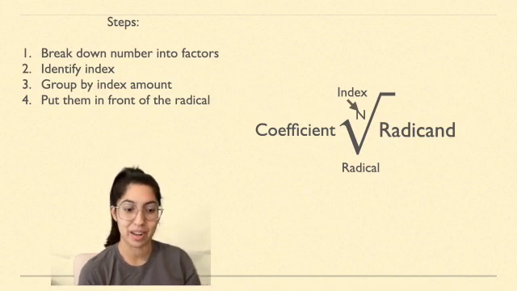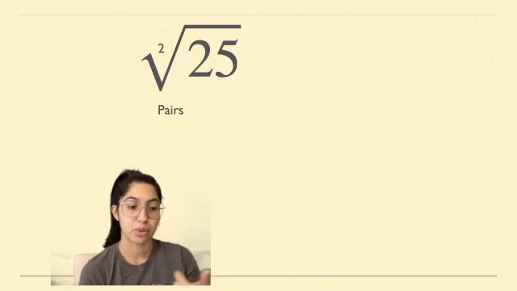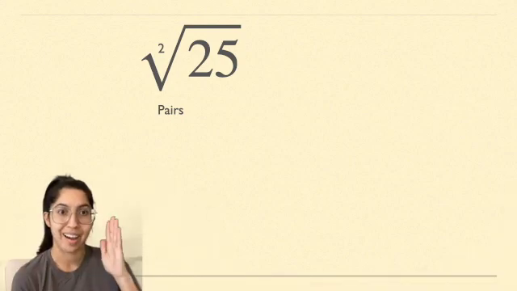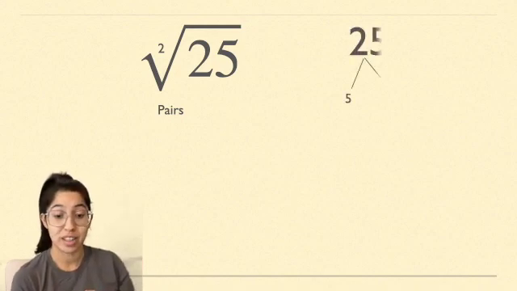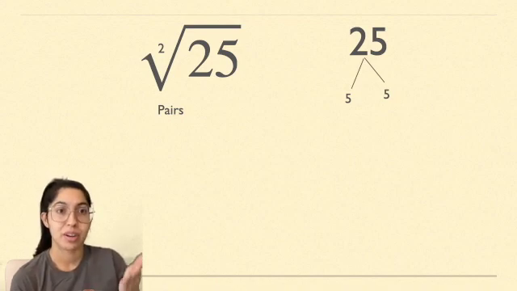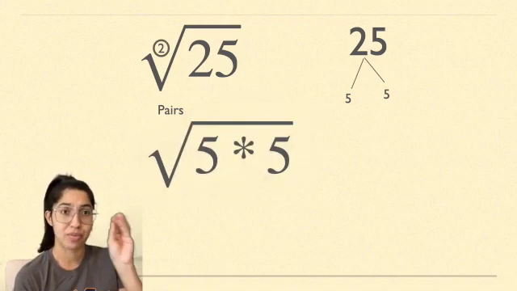So let's jump right in. Okay, so we want the square root of 25, which we already know is 5. I'm doing this since we already know this answer. I'm doing this so you can see how the steps work. So our first step is going to make a factor tree. So 25 can be broken down into 5 and 5. So I'm going to rewrite my radical with 5 times 5.